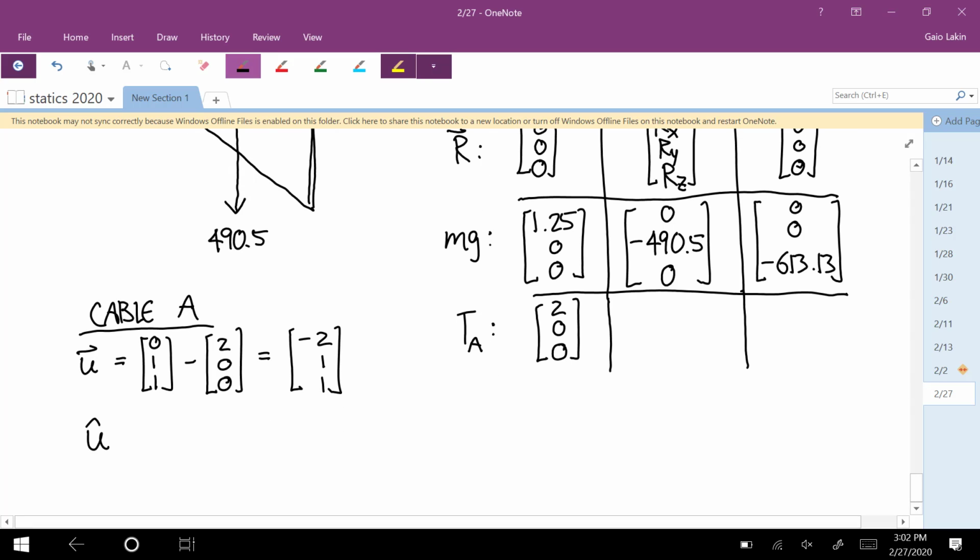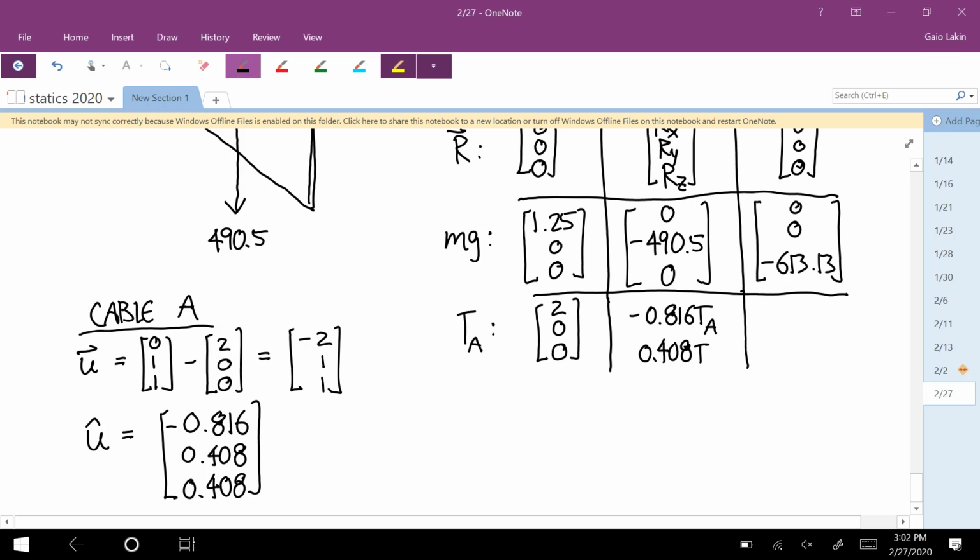And so a unit vector in that direction, if you're lucky, your calculator does that for you, is negative 0.816, positive 0.408, positive 0.408. Okay, and so that force then is this unit vector times the variable TA, so negative 0.816 TA, positive 0.408 TA, positive 0.408 TA, yep.